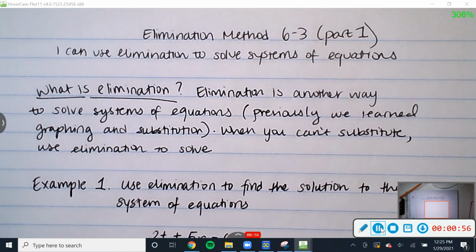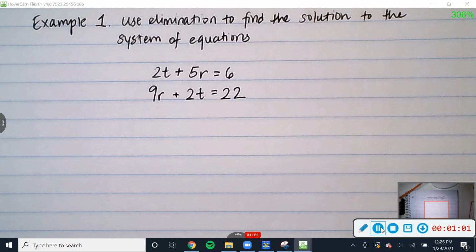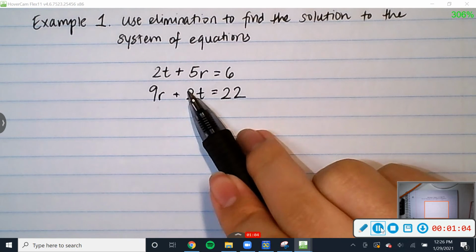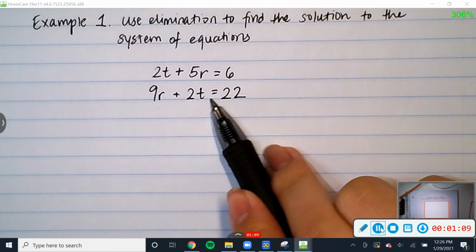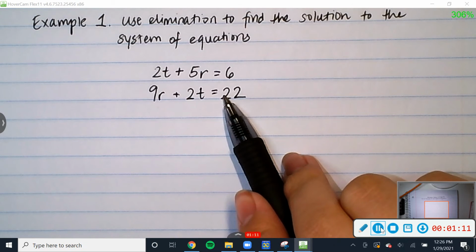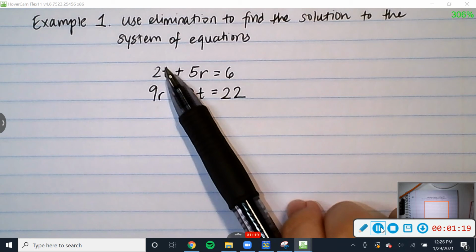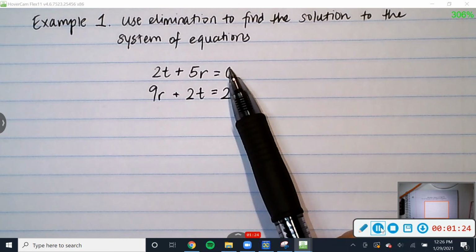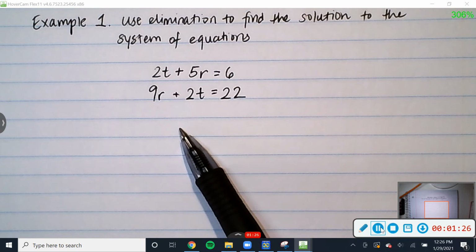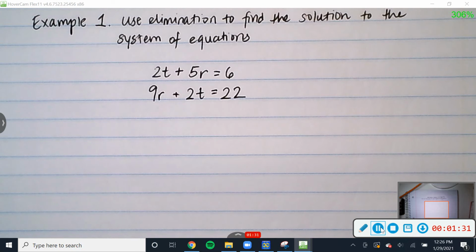So here we have our first example where we're going to use elimination in order to solve. So we have two equations here, 2t plus 5r equals 6 and 9r plus 2t equals 22. The reason why we can recognize this as a problem where we should use elimination is because usually you'll have both variables on the same side and then the numbers by themselves on one side here. So we're going to go over first the steps on what you should do in order to solve, and then we will get into it.